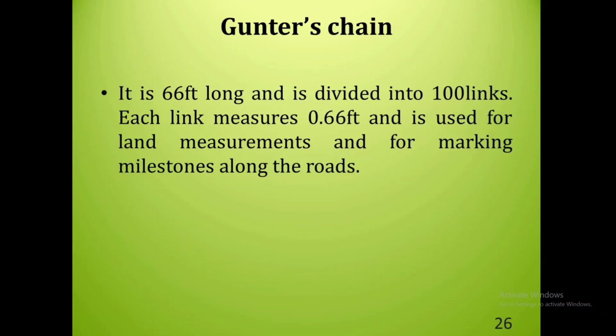All the chains will have 100 links with different lengths of a link in them. Based on that, this classification of chain is made. The second type is the Gunter's chain, which has 100 links, but each link will be 0.66 feet. So the total length of one chain will be 66 feet, and the length of one link will be 0.66 feet. It is used for land measurement and for marking milestones along the road.